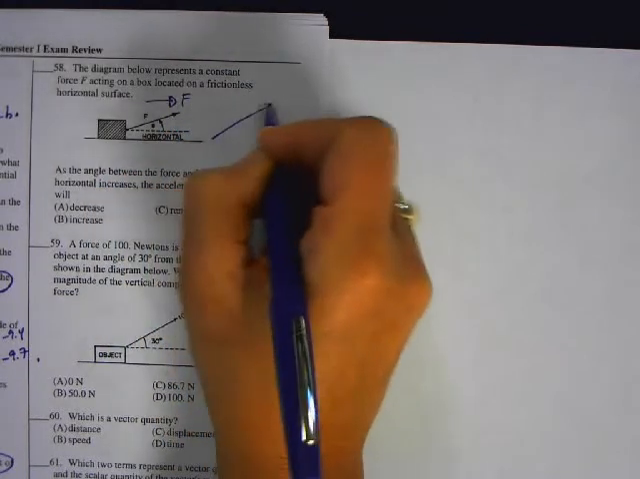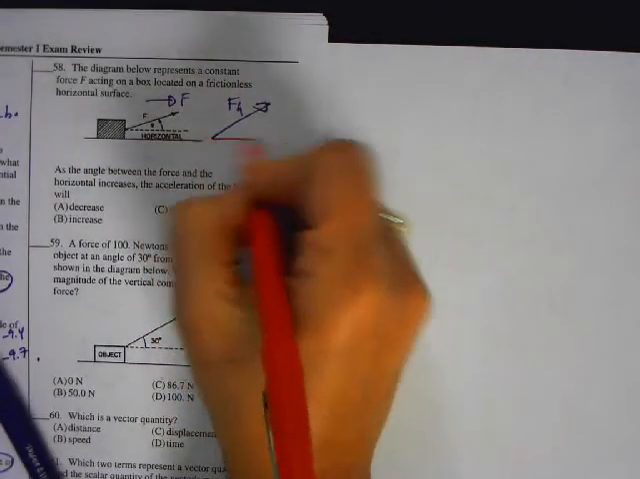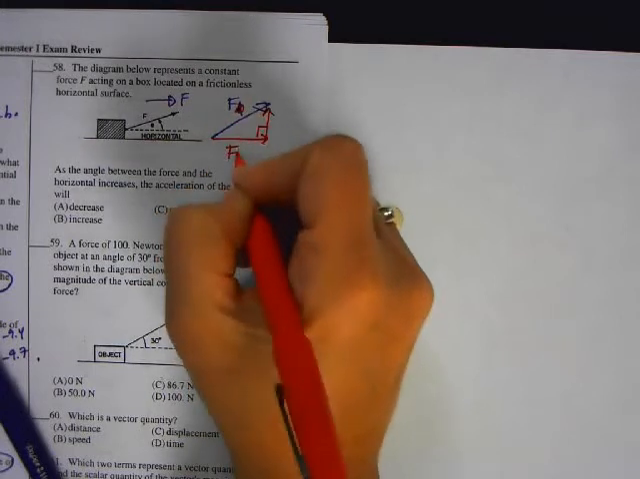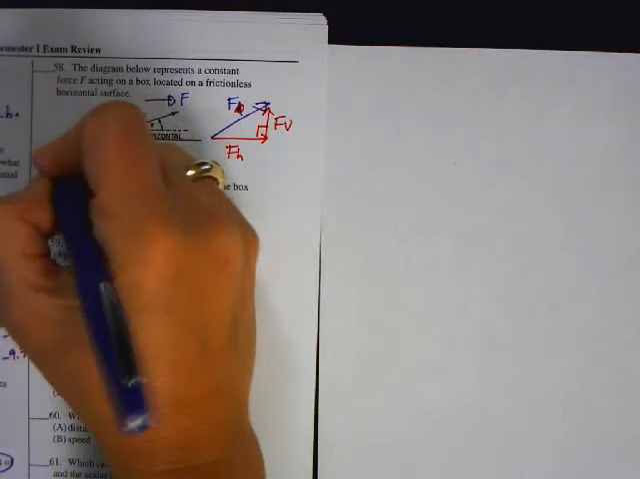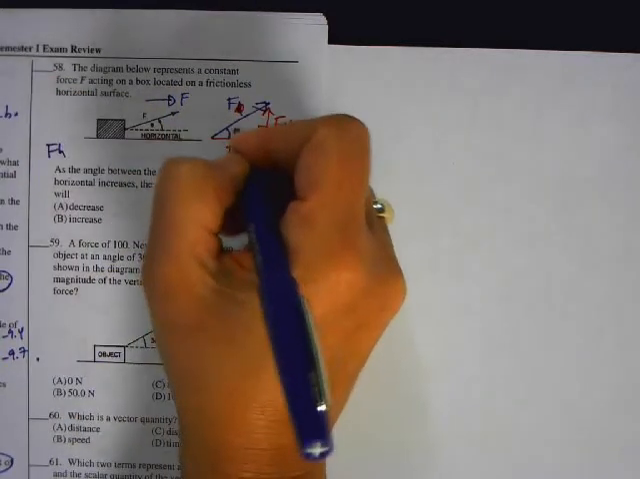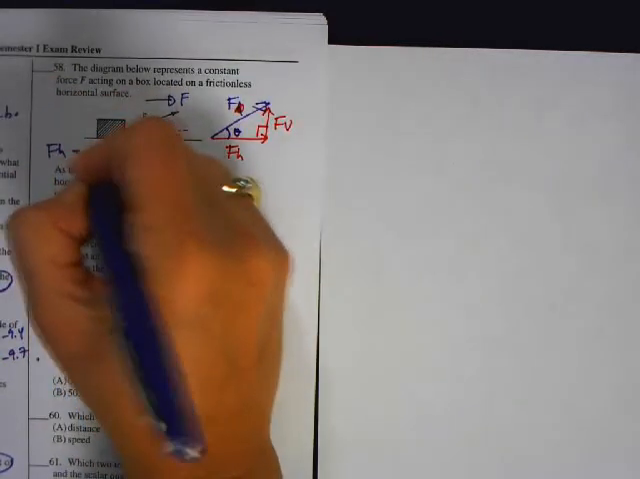So again, here's my force. When I have the components, they are added together head to tail. They're perpendicular to one another. That's just plain F. So this is my horizontal and this is my vertical. So my horizontal component, FH, it's adjacent to my angle. So it's going to be F cosine theta.